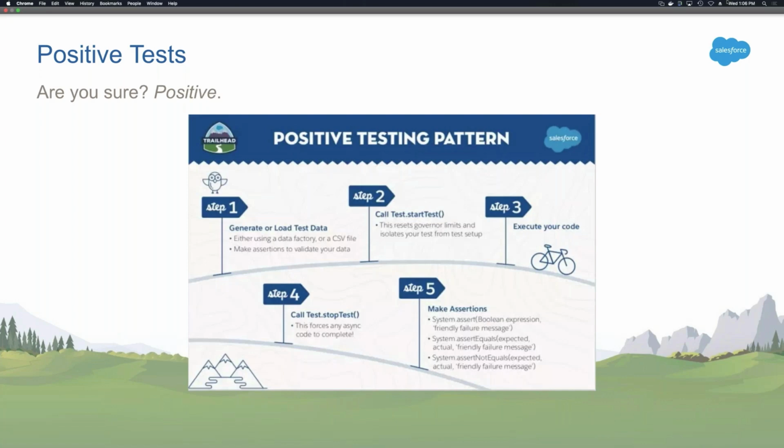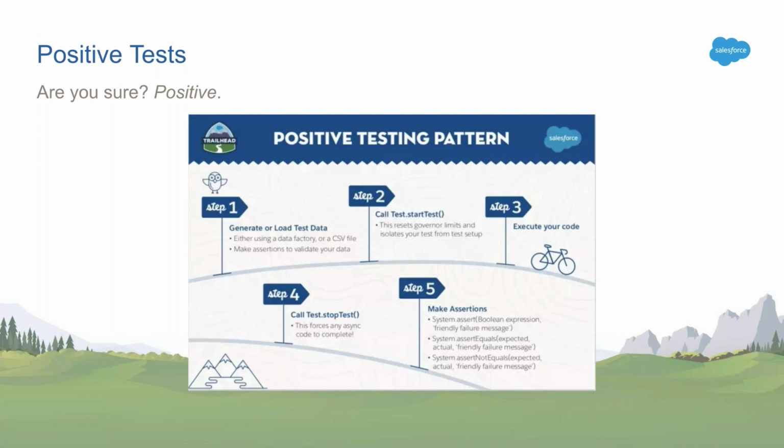With that said, Kevin, do you want to tell us about negative tests? First, I want to comment on friendly failure message. I feel like that's step one in the Apex Tongue Twisters book. Can you say friendly failure message 10 times fast? Friendly failure message, friendly failure message, friendly failure message. I don't think so.